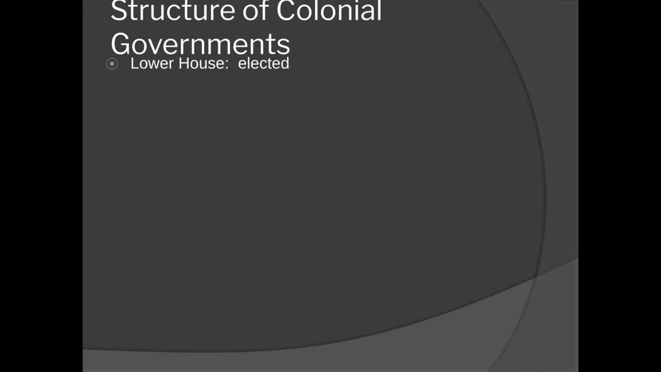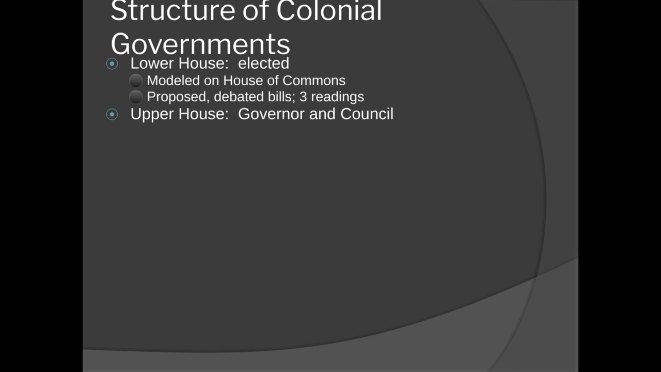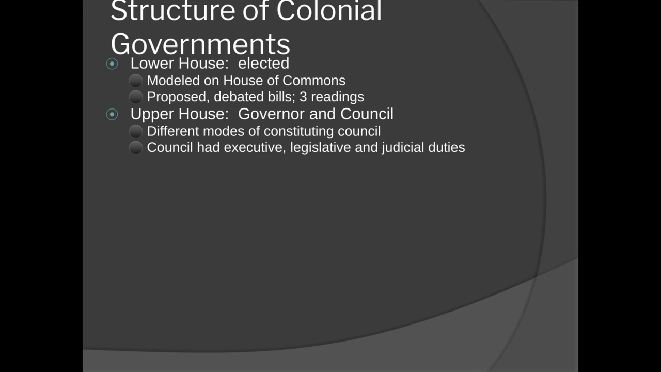The colonial government's lower house was elected, and it was modeled on what was known as the House of Commons in Great Britain. What they would do in the lower house was propose and debate bills. The upper house was the governor and the council, and they had different modes of constituting their council. The council would make executive decisions, legislative decisions, and judicial decisions. So it was kind of like our three branches of government all rolled into one.